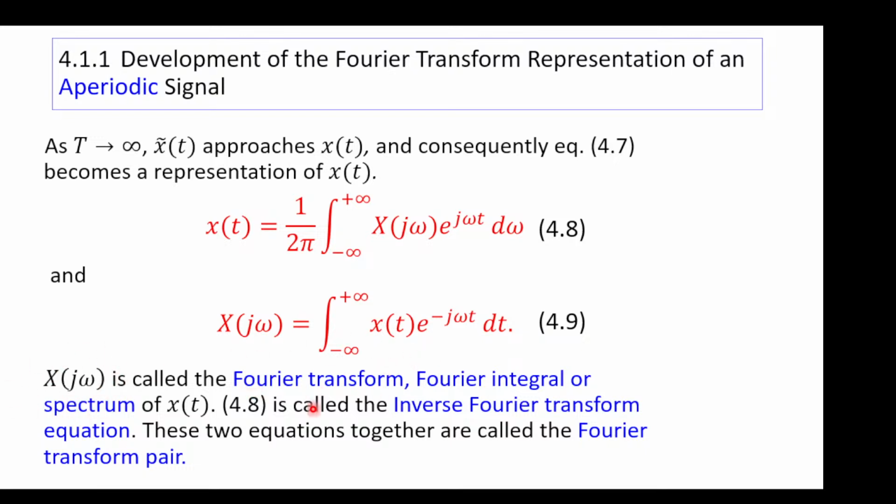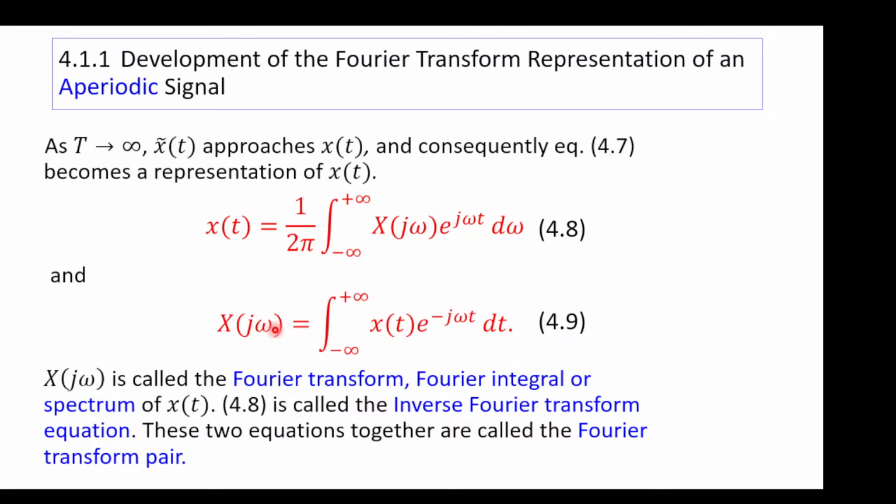This is called the Fourier transform, or Fourier integral, or the spectrum of x of t. So we think of the transformation as a back and forth between x of t and the big X of j omega, and often we call x of t a time domain signal, and the big X of j omega a frequency domain signal.